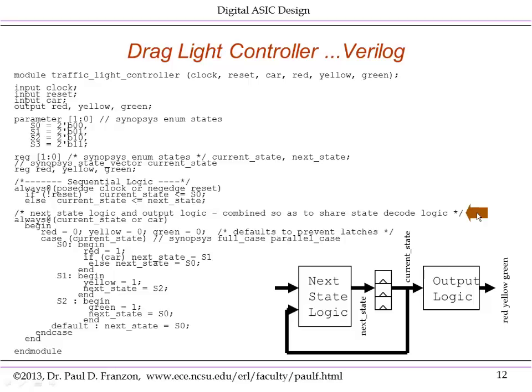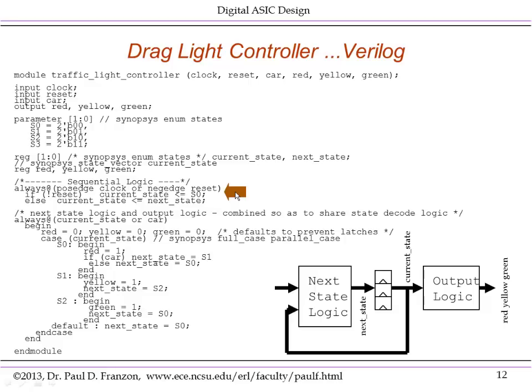Let's look at the coding for these two procedural blocks. Up here we have the coding for the state vector. Always at posedge clock or negedge reset. If reset is low, current state is S0, else current state equals next state. Of course, we use non-blocking assignment out of habit, though it doesn't make any difference here.